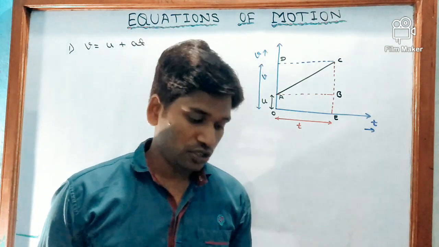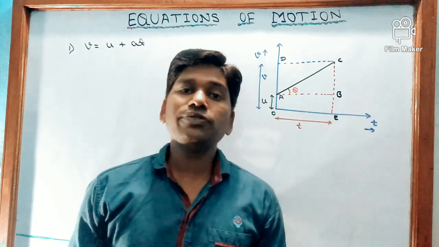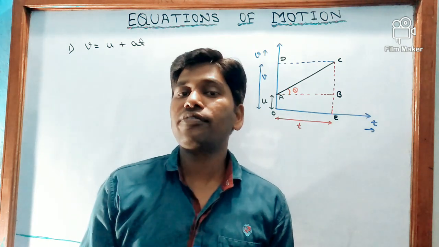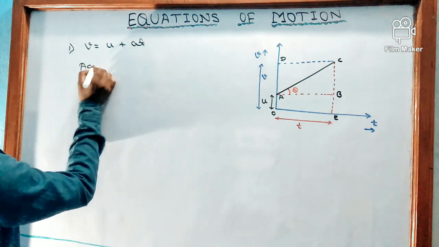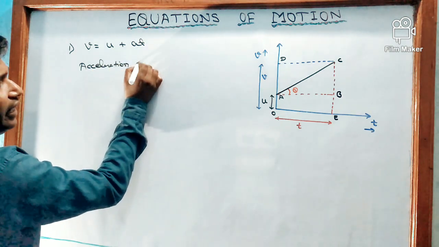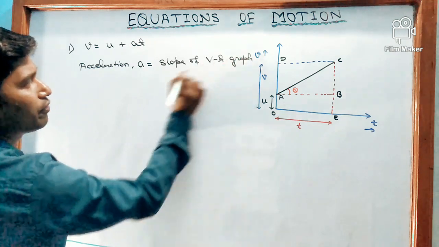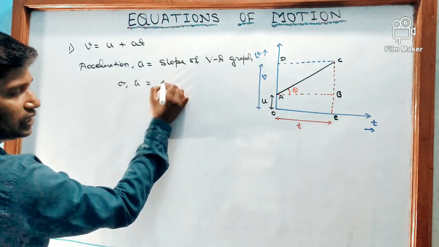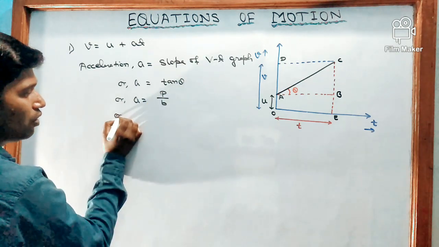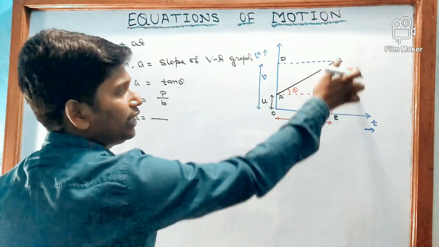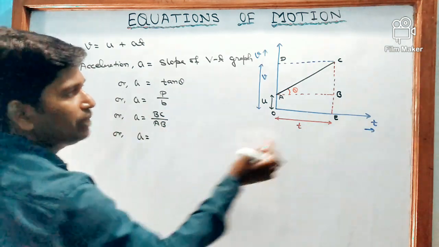As we know the acceleration, for finding the acceleration we will consider here angle theta. Now as we know, the slope of the velocity-time graph gives the acceleration. So we can write acceleration a is equal to the slope of the v-t graph, velocity-time graph. As we know, slope is equal to tan theta, or tan theta is equal to perpendicular by base. Look at the figure, in this triangle, perpendicular is BC and base is AB. So we can write a is equal to BC by AB.